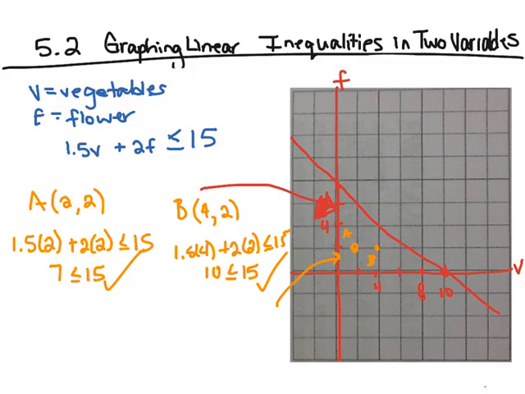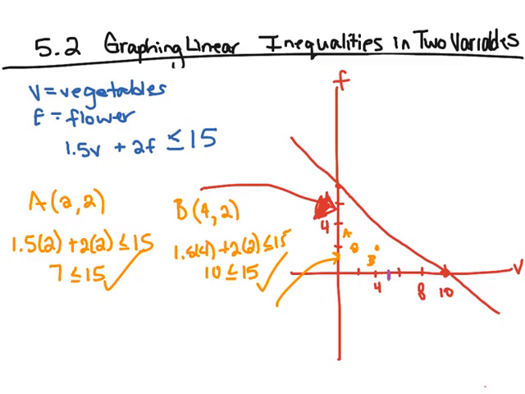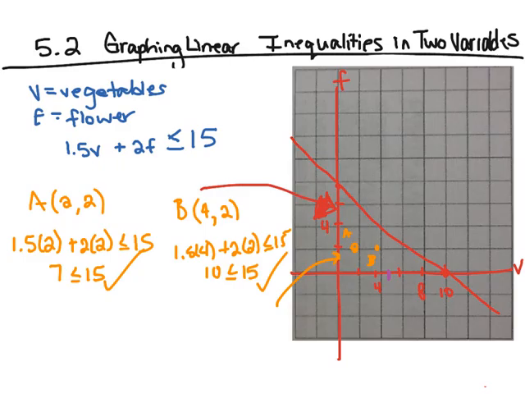Question C says, can Carmen buy 5 packages of vegetable seeds and 4 packages of flower seeds? So all we do is we find 5 packages right here and 4, so it's above our line, right up here. So for C, no, she can't. And it's really just because you read it on the graph and it wasn't in the right region.